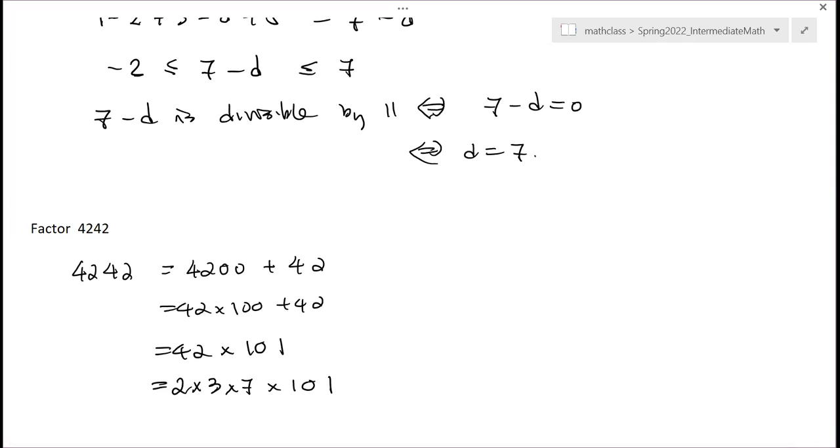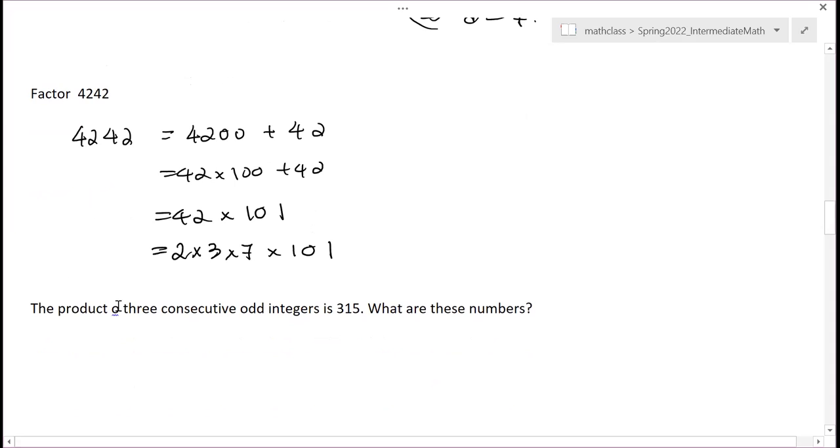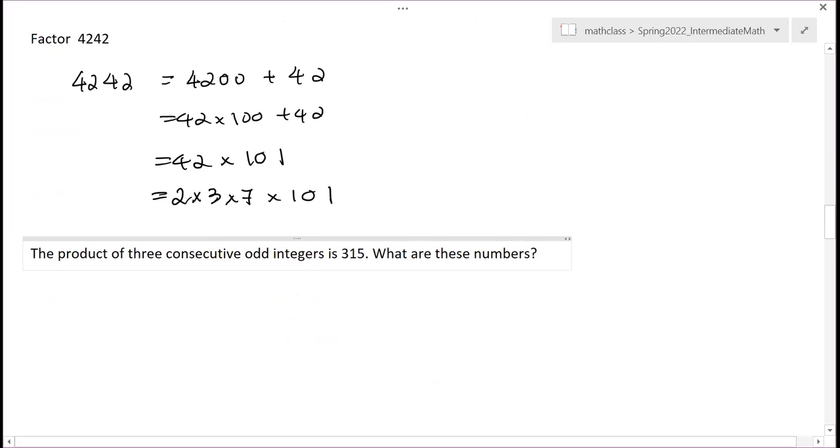Great. All right. Our next problem is that the product of 3 consecutive odd integers is 315. We want to find these numbers, it's not a proof. Now, there are a couple of ways to do it. Sometimes it's more difficult. Suppose we try to solve for 3 consecutive odd integers: the one in the middle is n, the one after that will be n plus 2, and the one before that n minus 2. So the product is going to be 315.